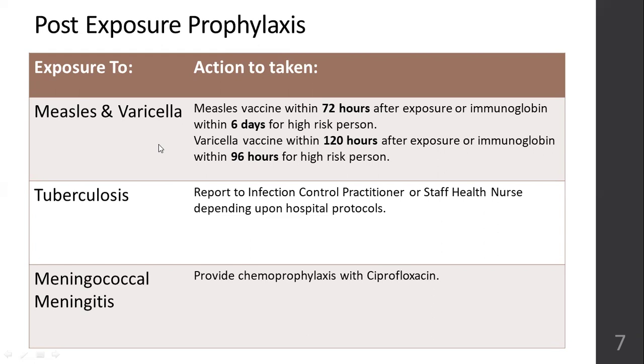Varicella vaccine as well, that is the chickenpox vaccine. Within 120 hours after exposure, get the varicella zoster vaccination. Or if there is any delay, within 96 hours, you can directly get the immunoglobulin for a high risk person. If it is not a high risk person, like not a small child or a senior citizen, if you are a healthy adult or a teenager, directly get the vaccination. That is more than enough.